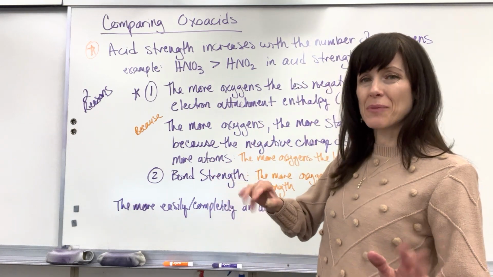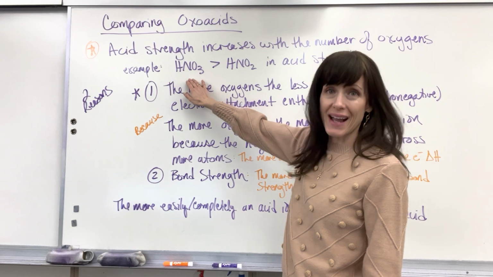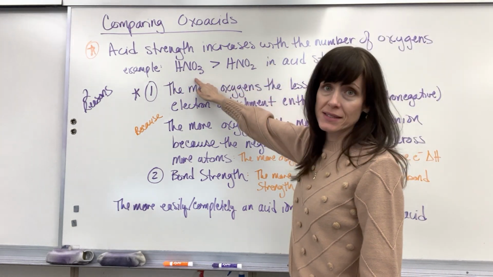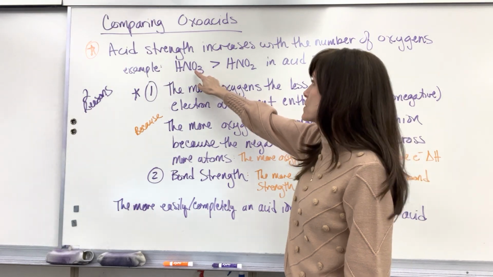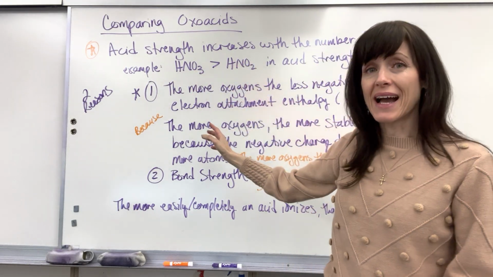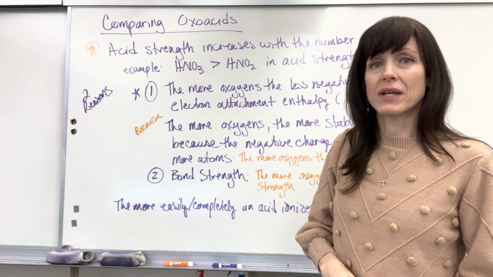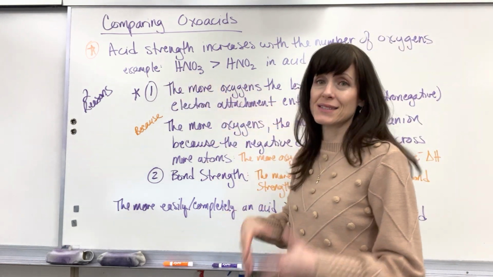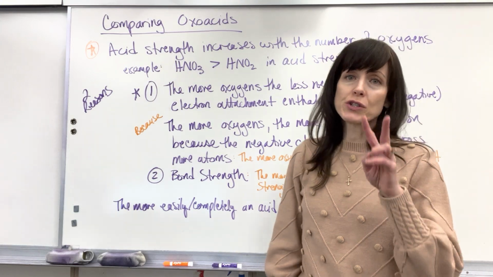So here's a great example for you. We're going to look at nitric acid and nitrous acid. The nitric acid is going to be a stronger acid because it has 3 oxygens, and the nitrous acid only has 2. So that is a weak acid. It only partially ionizes and breaks apart, whereas the nitric acid 100% does. Now this is for 2 reasons.